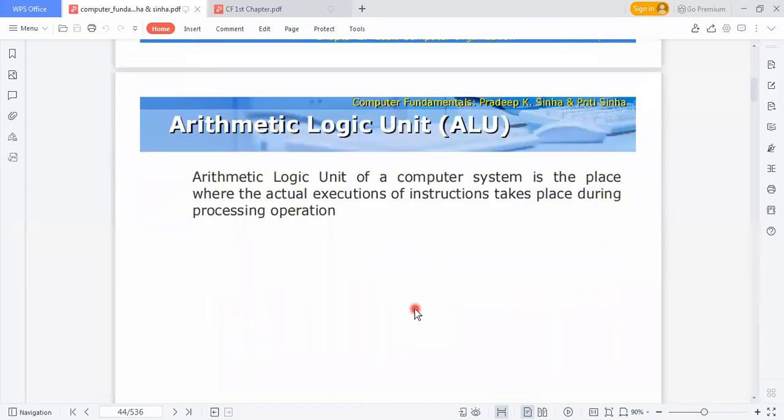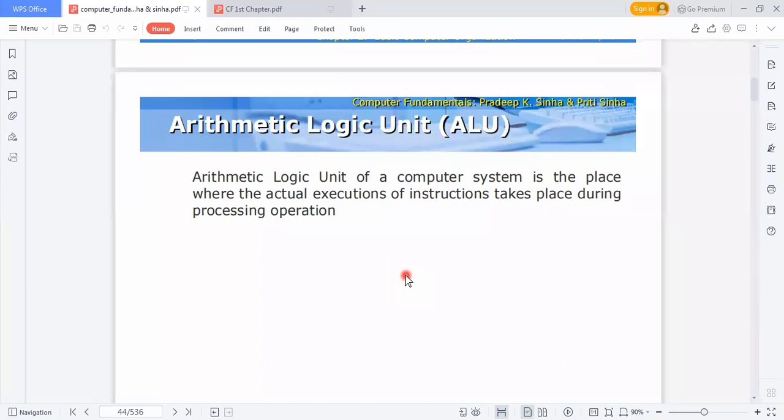Now, what is the arithmetic logic unit? The arithmetic logic unit of a computer system is the place where the actual execution of instructions takes place during the processing operation. That means this is a logic unit which processes data in the language of computers.